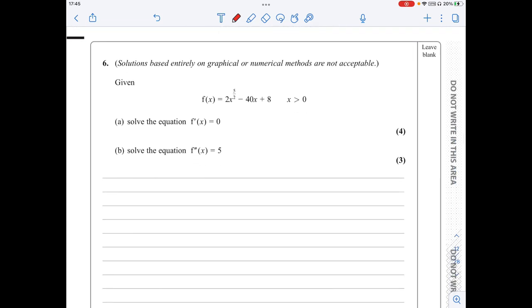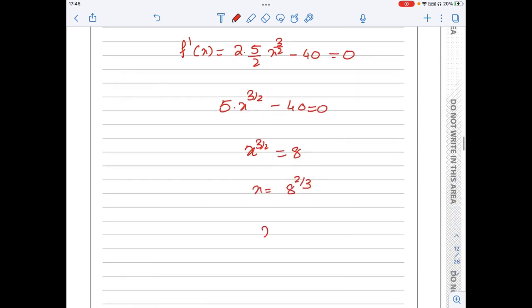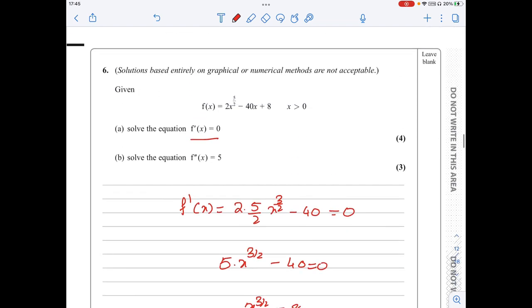Question number 6. f of x is given. Solve f prime x equals 0. So what am I going to do? Find the derivative. So it becomes f prime x equals 2 times 5 upon 2 x power 3 upon 2 minus 40 equals 0. So that becomes 5x power 3 upon 2 minus 40 equals 0. x power 3 upon 2 equals 8. x equals 8 power 2 upon 3, which is 4. x equals 4.